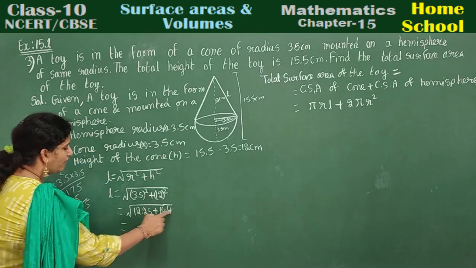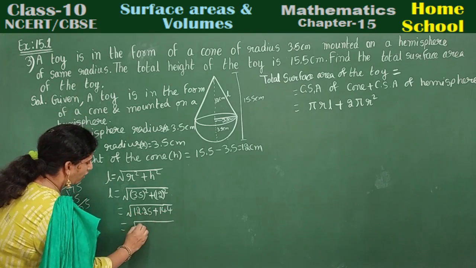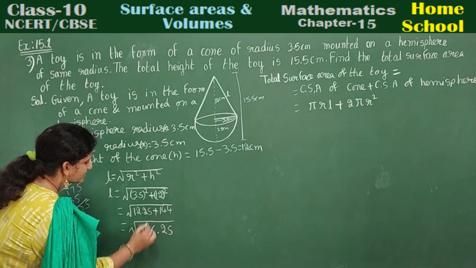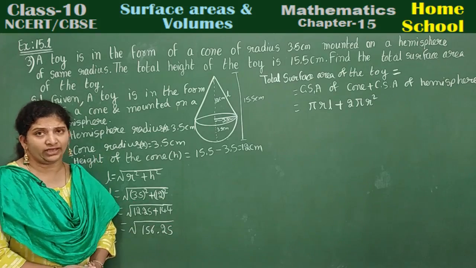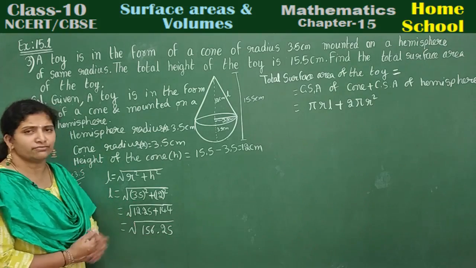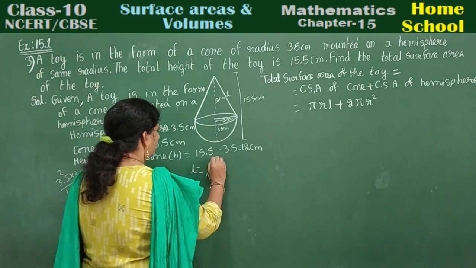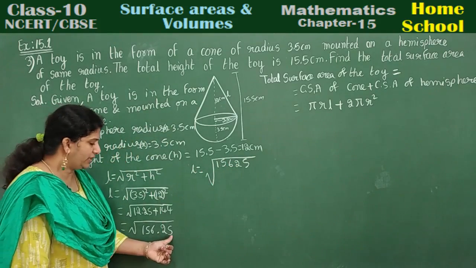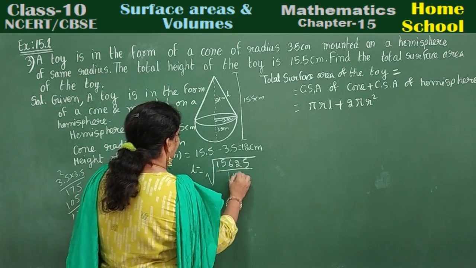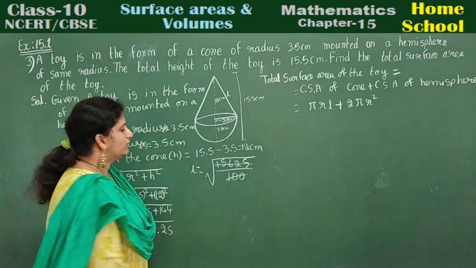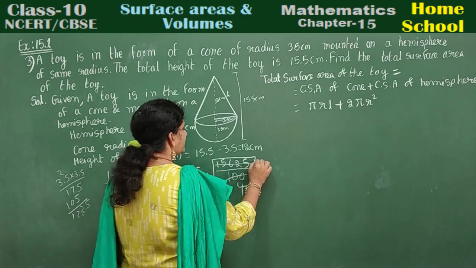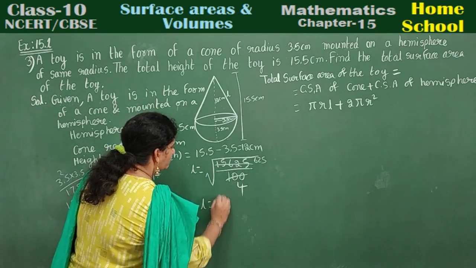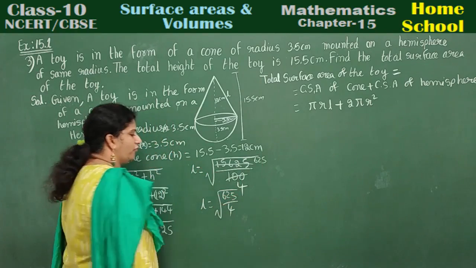Square root of 12.25 plus 12 12s are 144. Then this will be square root of 144 plus 12.25, that is 156.25. This square root we need to calculate. How can I calculate this? Okay, let us remove the decimal. L is equal to square root of 15625. After the decimal point, how many numbers do you have? 2. So that means you write here 100. Try to cancel. 25 4s are 100. 25 625s are 15,625. So write directly, L is equal to square root of 625 by 4.